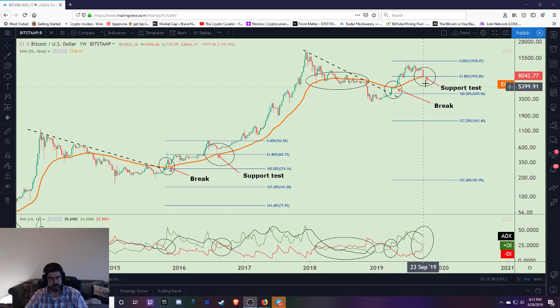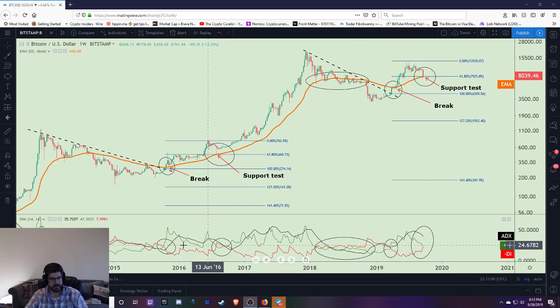So the interesting thing is, as this is testing the intersection of the 61.8% and the moving average, the directional index lines are also getting ready to cross each other, just like they did back here. They crossed right at the point where it was testing the moving average, and the ADX was dropping. ADX is dropping right now, and they're intersecting.